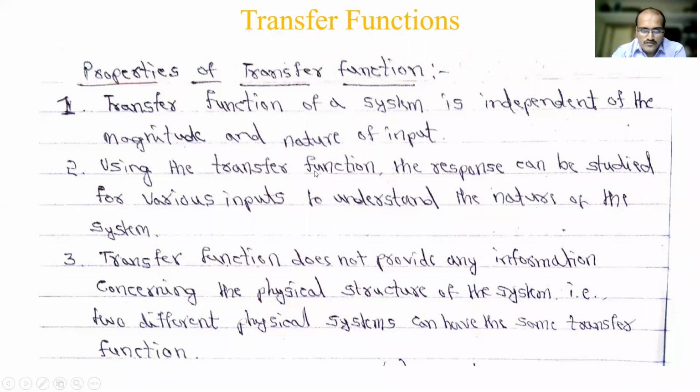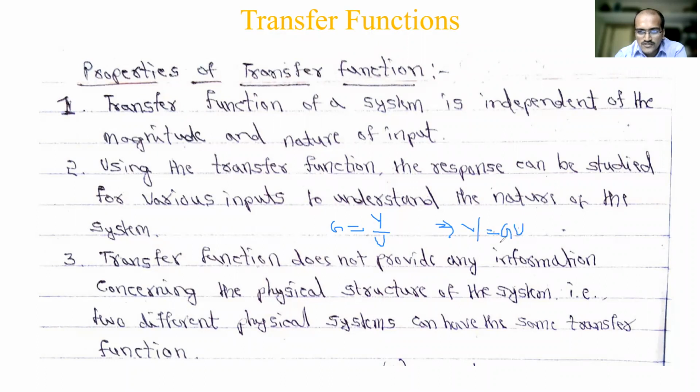Second, using the transfer function, the response can be studied for various inputs to understand the nature of the system. If you have a transfer function, that means it is having an input versus output, and if you give different inputs here, you can study the output. So we have defined g equal to output y of s by input u of s. Now how can we write y? From this we can write y as g into u, cross multiplying.